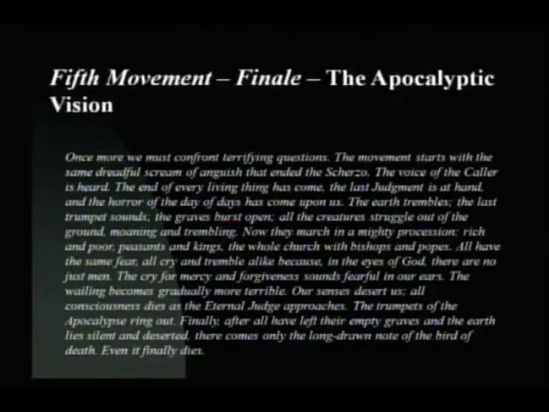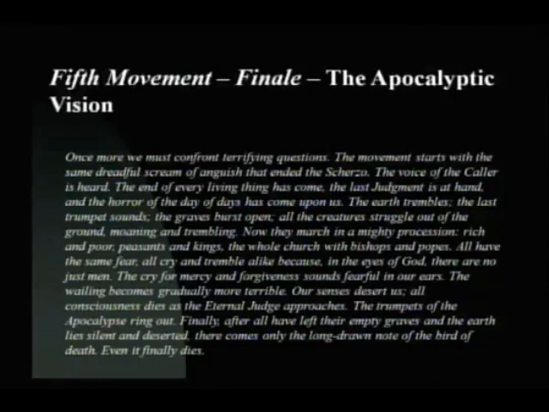In the fifth movement, Mahler says, once more we must confront terrifying questions. The movement starts with the same dreadful scream of anguish that ended the scherzo. The voice of the caller is heard, and this is going to be important. The end of every living thing has come. The last judgment is at hand, and the horror of the day of days has come upon us. The earth trembles, the last trumpet sounds, the graves burst open. All the creatures struggle out of the ground, moaning and trembling.